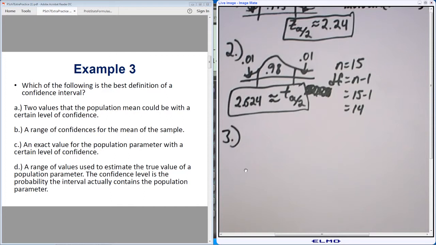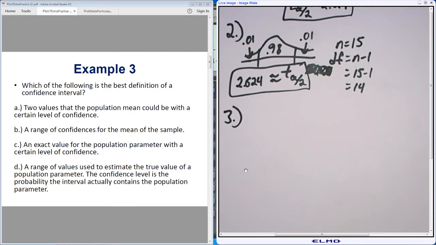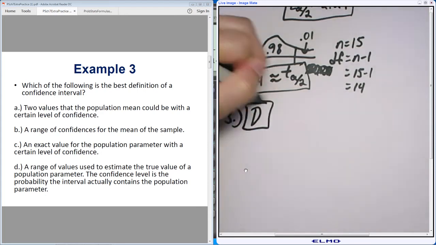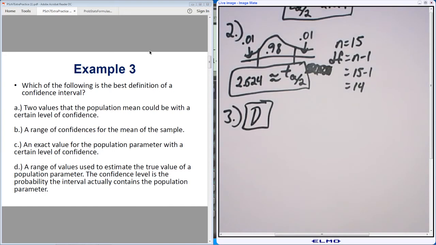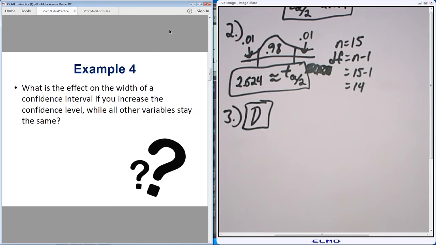Number 3 says, which of the following is the best definition of a confidence interval? 2 values that the population mean could be with a certain level of confidence, a range of confidences for the mean of the sample, an exact value for the population parameter with a certain level of confidence, or D, a range of values used to estimate the true value of a population parameter, confidence levels, the probability the interval actually contains the population parameter. D is the definition of a confidence interval. You're finding a range of values to estimate whatever that true unknown value is.